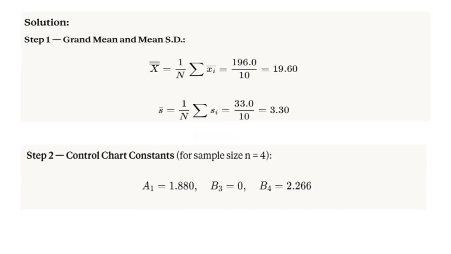According to the formula that we have already seen, the grand mean is going to be equal to 196 by 10, since 10 samples have been given. So it is 19.60, and the mean standard deviation is going to be 33 by 10, which is equal to 3.30. We also have to note down the constants from the control chart table. Since the sample size is 4, that is n equal to 4, the constant A1 value will be 1.880, the constant B3 value will be 0, and the constant B4 value will be 2.266.